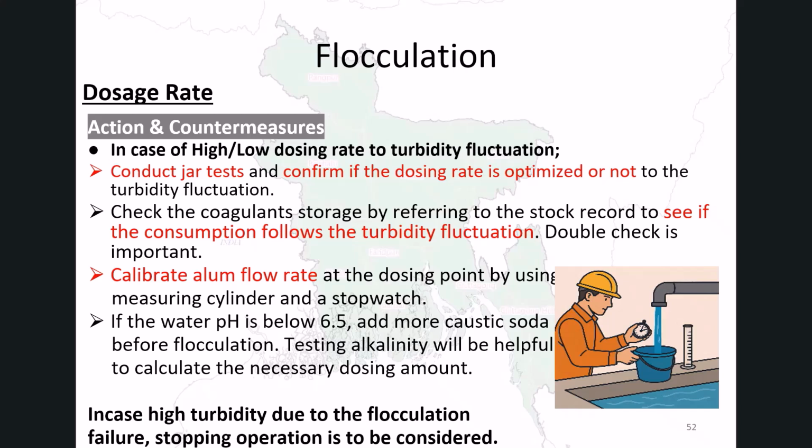If consumption does not follow turbidity changes, it means dosing adjustments are not being made properly. Also, calibrate the alum flow rate at the dosing point using a measuring cylinder and stopwatch. If pH drops below 6.5, add caustic soda before flocculation. If flocculation fails severely and turbidity becomes too high, temporary suspension of operation may need to be considered.